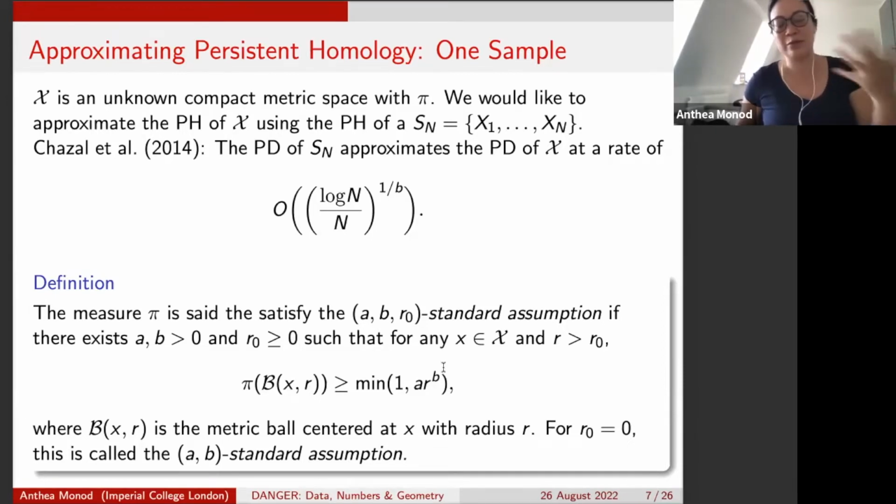Remember, the thing that we care about is a massive data set that is too big to compute persistent homology on, but nevertheless, it's a massive data set that is still finite, right?